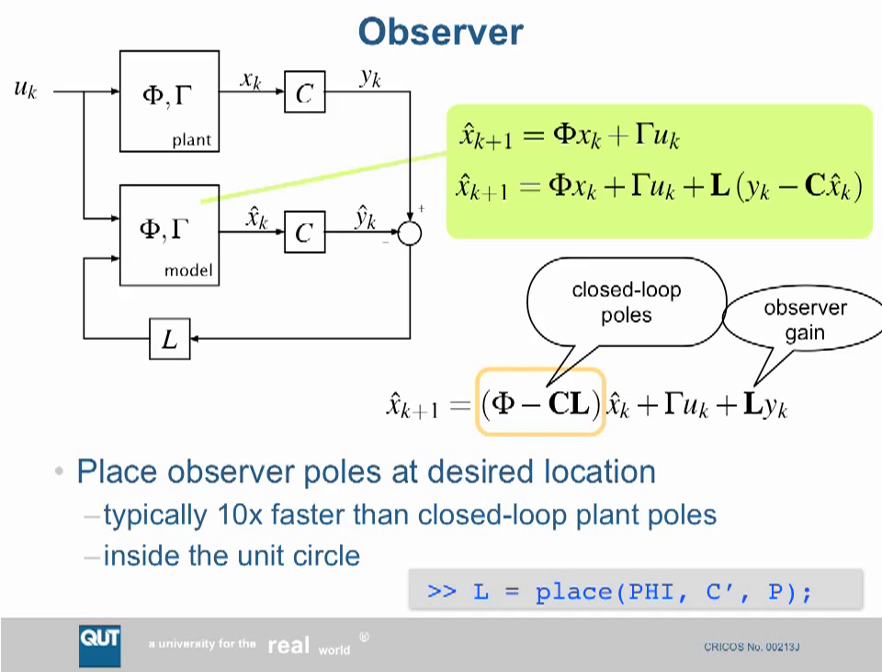So this is pretty much the last slide. If we bung all this together, we end up with two blocks. We end up with our plant block, which has got a U going in and a Y coming out. We have an estimator block, which has got an X hat coming out, and it's got a U and a Y value coming in. All right? So that's how it works.